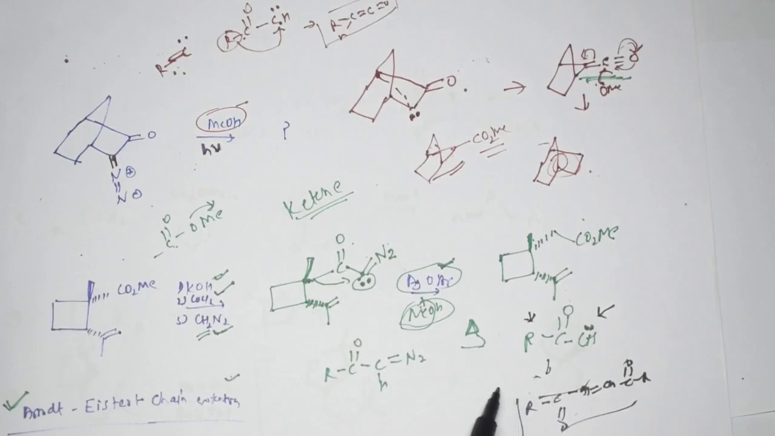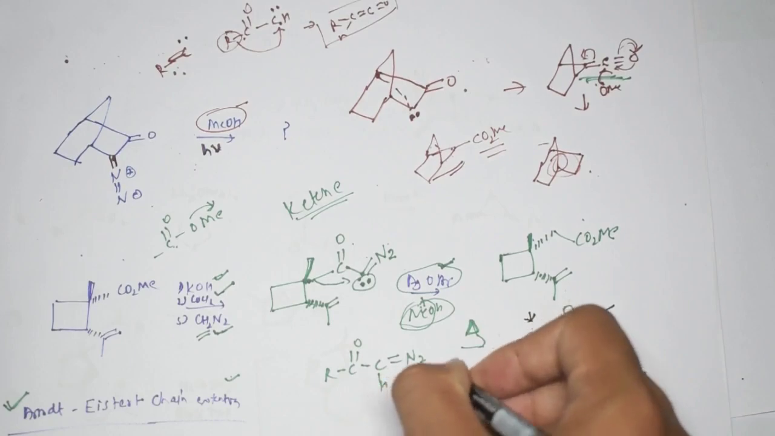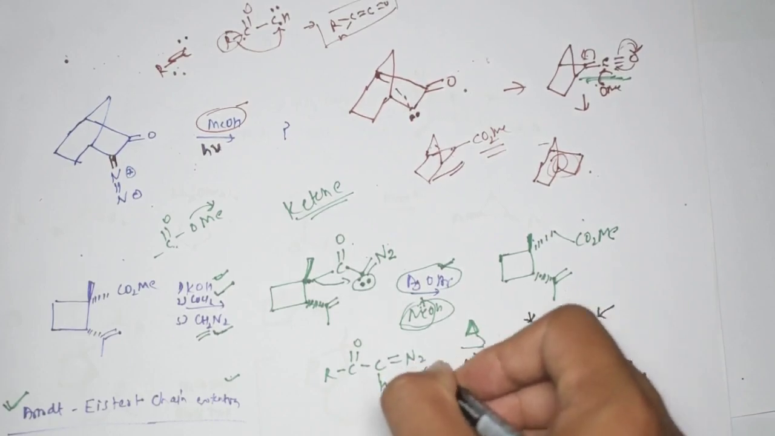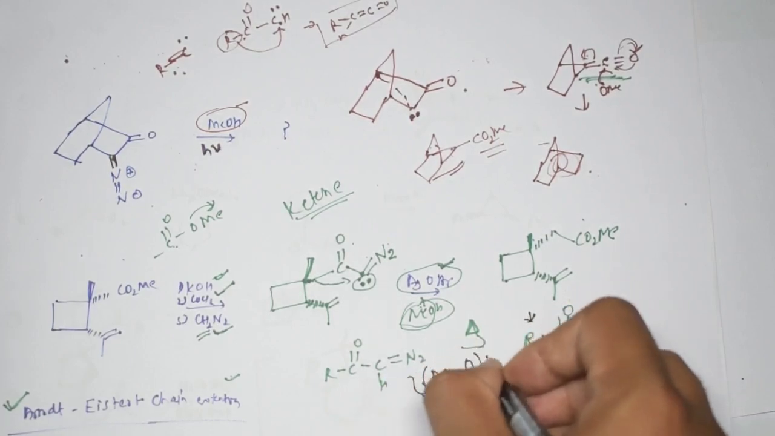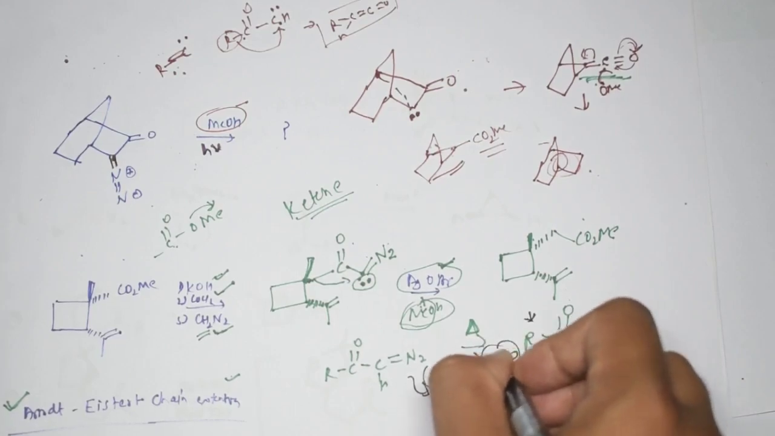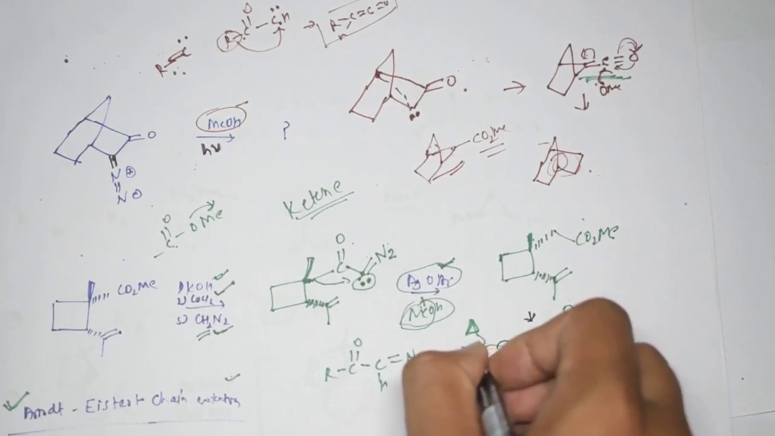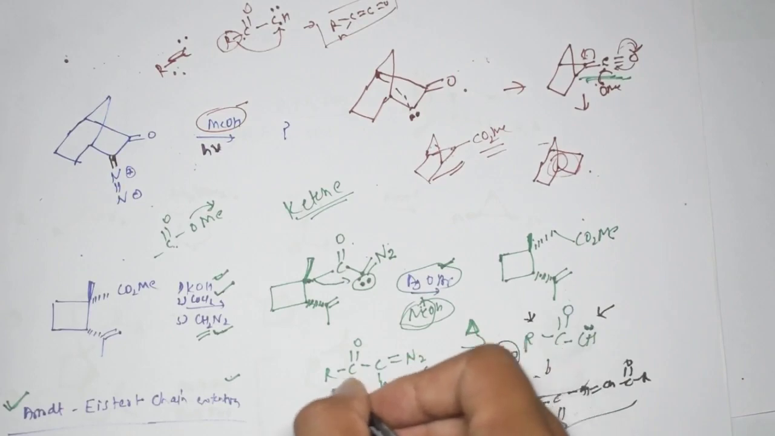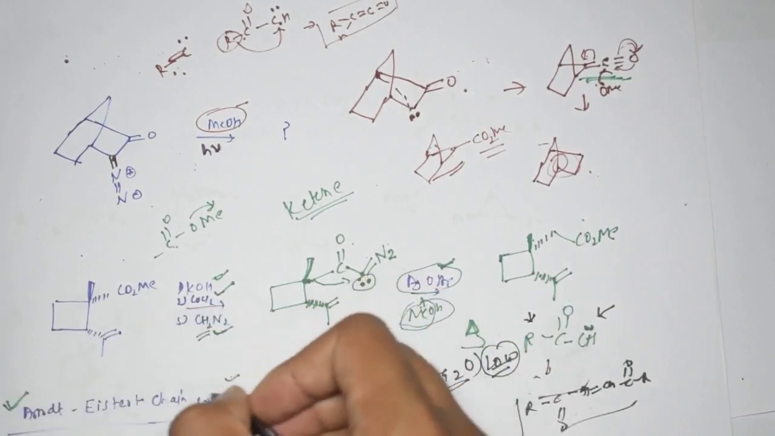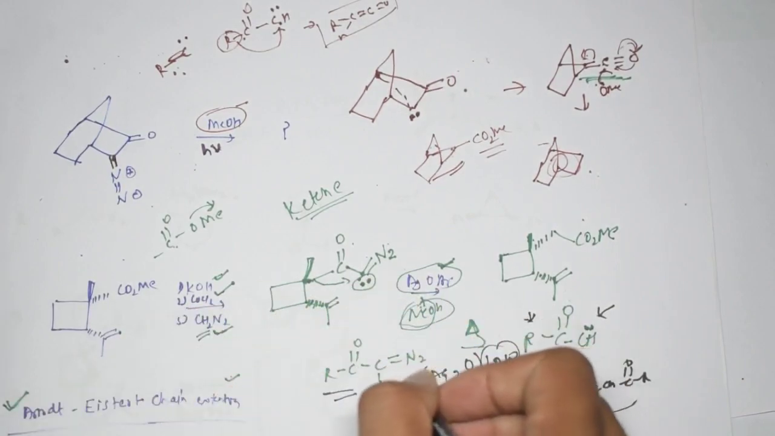But if I have to proceed with this reaction at low temperature, what can I do? In that case we use Ag2O. If we use Ag2O, this reaction can proceed at low temperature, and this reaction is actually called the Arndt-Eistert chain extension reaction.